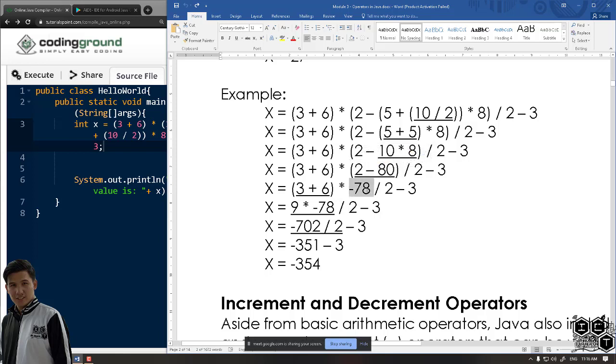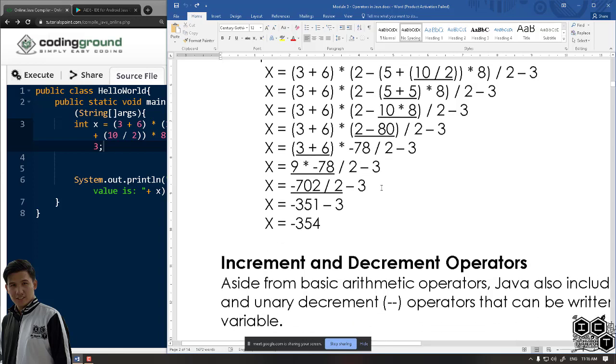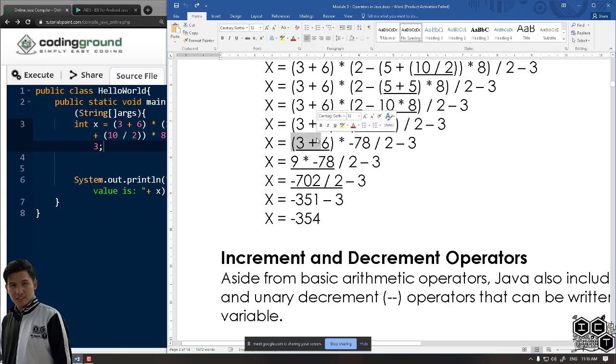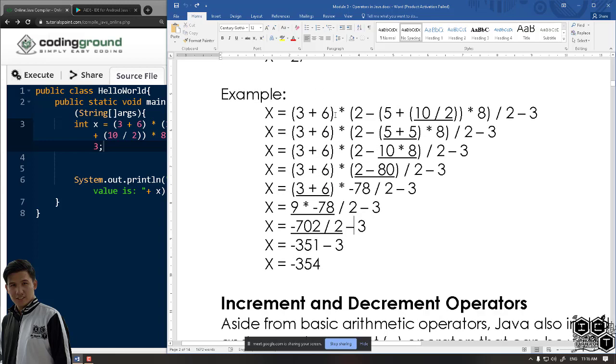So, it became negative 78 divided by 2 minus 3. Now, as you can see here, this is the time na in-execute ko na si 3 plus 6. Pero, in your case, pwede nyo nang i-execute si 3 plus 6 umpisa pa lang. Bakit? Kasi nga, si 3 plus 6, wala naman siyang kasama. Wala siyang inner and outer parenthesis or grouping symbols. It's simply 3 plus 6.